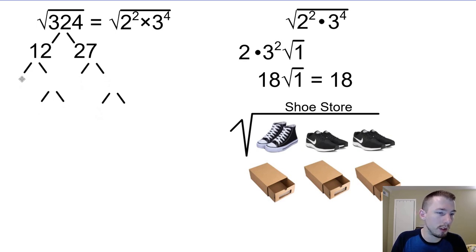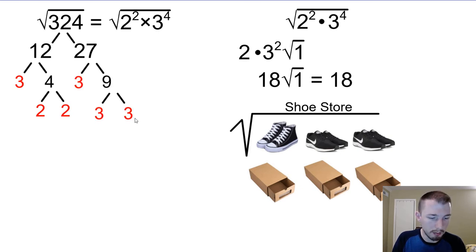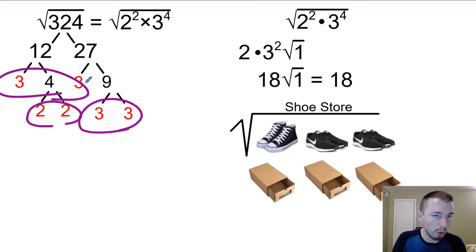All right, so 12 is going to be 3 times 4. 4 is 2 times 2. That's going to be 3 times 9. 9 is 3 times 3. All right, any matching pairs? I got some 3s here, got some 2s, and I got some 3s. Oh, cool. Everything in this one's coming out. And that's because all of these, we had 2 2s and 4 3s, right? Because all of these are an even power, right?